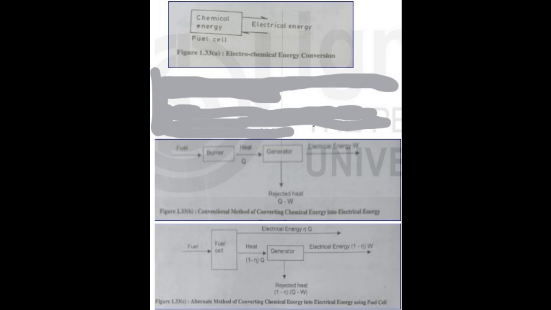It is seen that in the first case, the useful output is W, whereas in the second case, it is ηQ plus W, where η is the efficiency of the fuel cell. Fuel cells can be classified in more than one way.